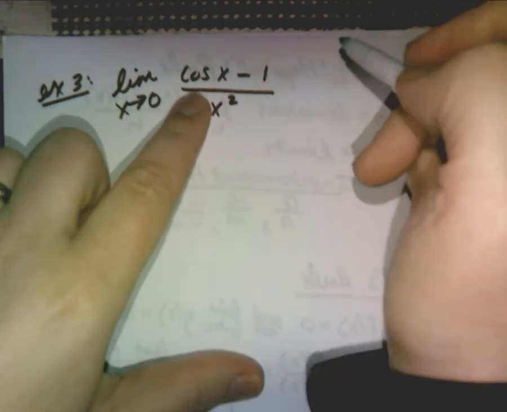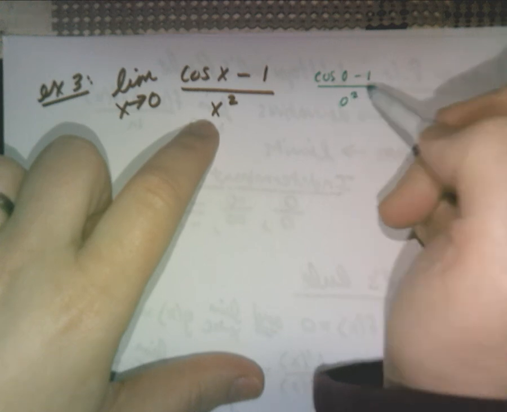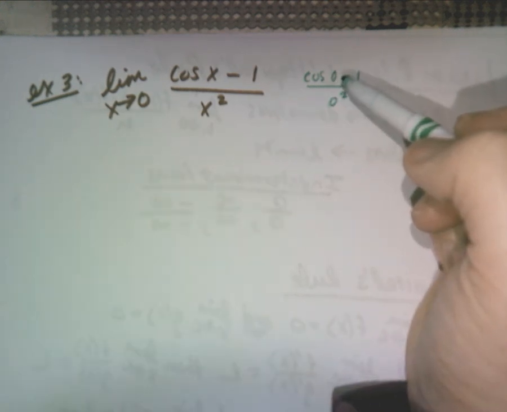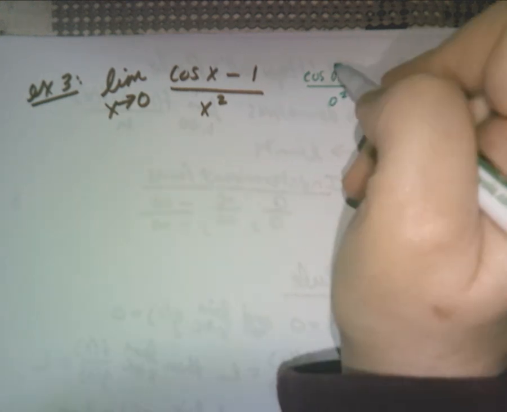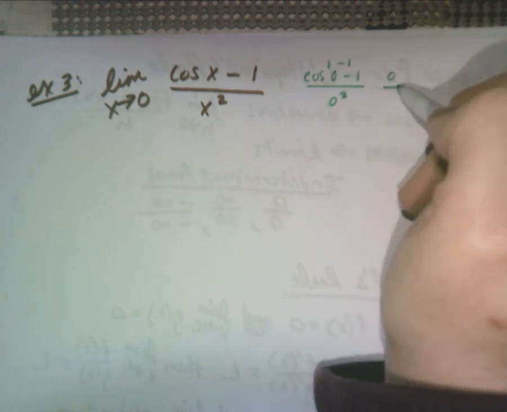All right. Because again, your first rule of limits is plug it in, plug it in. If you plug in right now, you would get cosine 0 minus 1 over 0 squared. What is the cosine of 0? 1. Think of your unit circle. And what is 1 minus 1? 0. So you have 0 over 0.